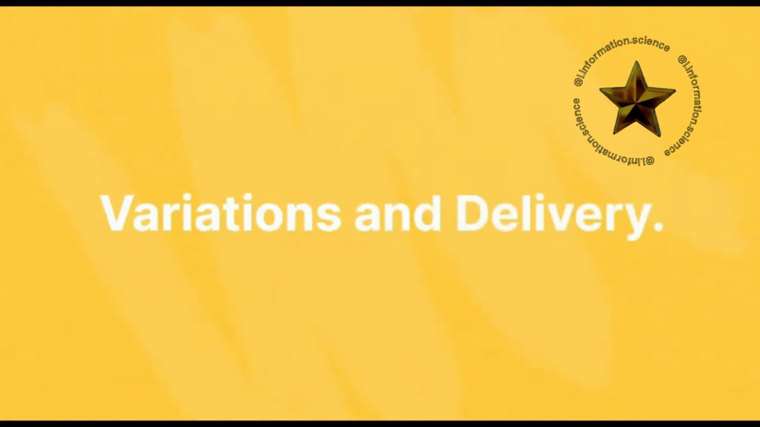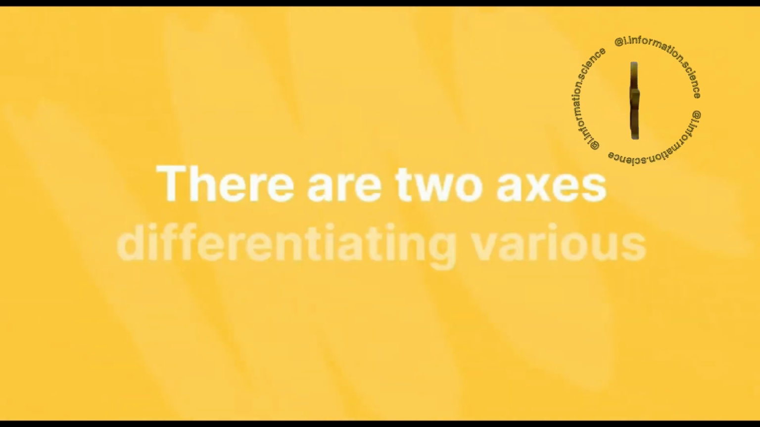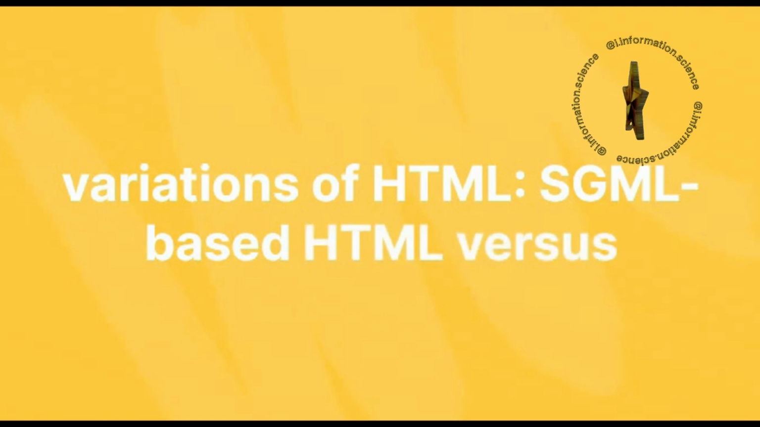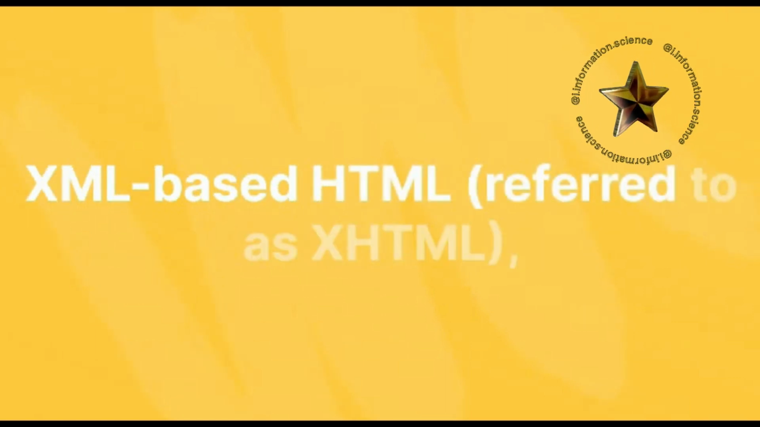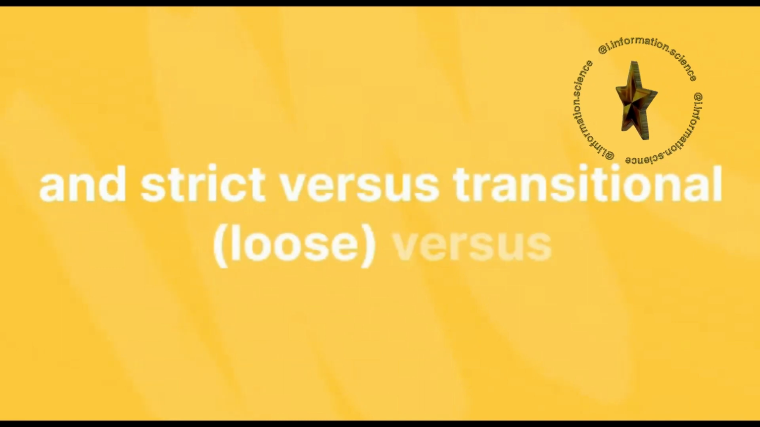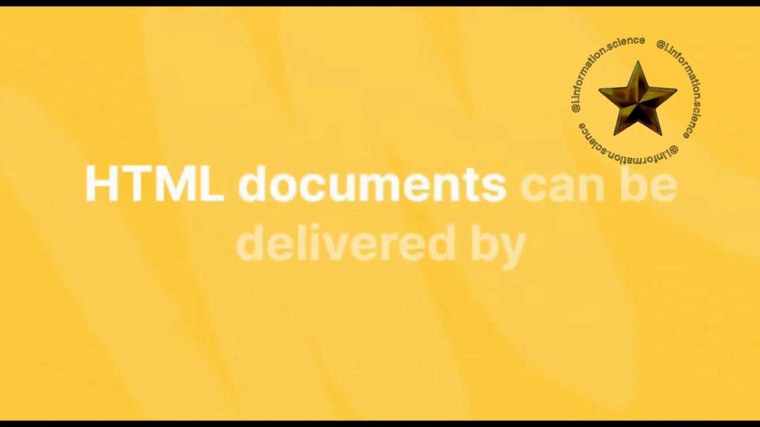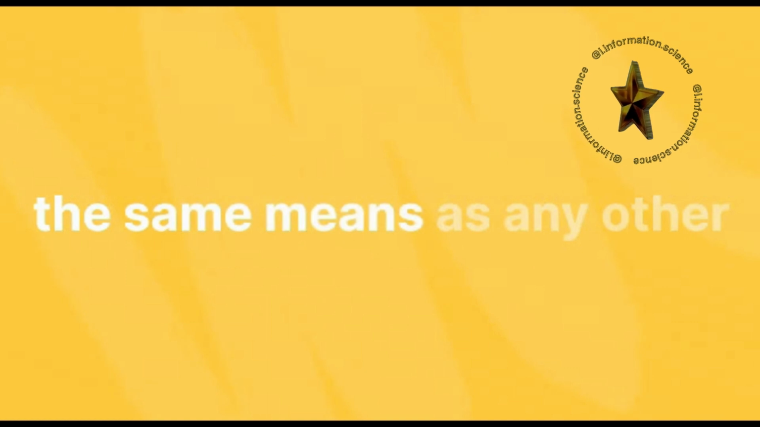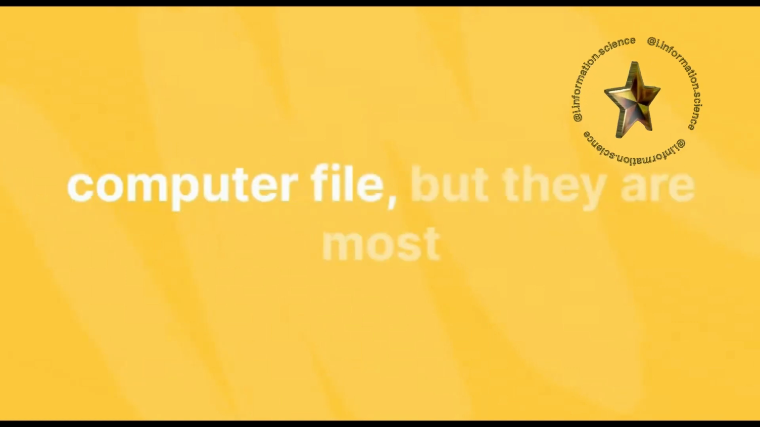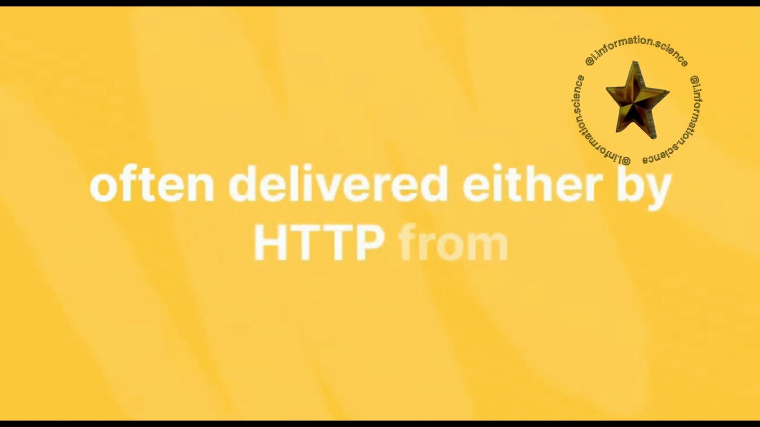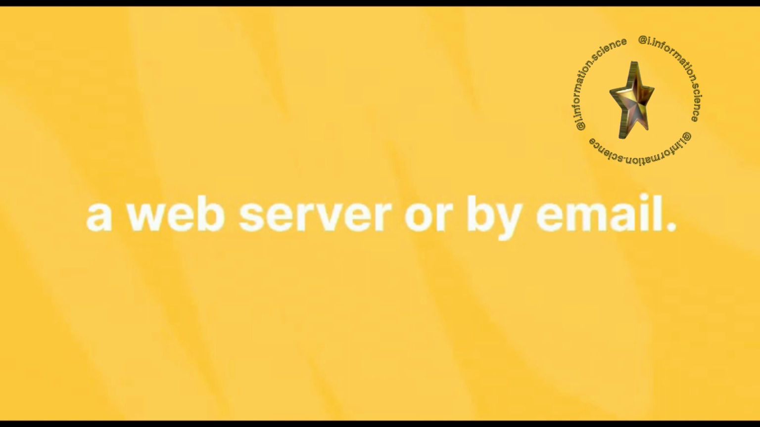Variations and delivery. There are two axes differentiating various variations of HTML: SGML-based HTML versus XML-based HTML, referred to as XHTML, and strict versus transitional, loose versus frameset. HTML documents can be delivered by the same means as any other computer file, but they are most often delivered either by HTTP from a web server or by email.